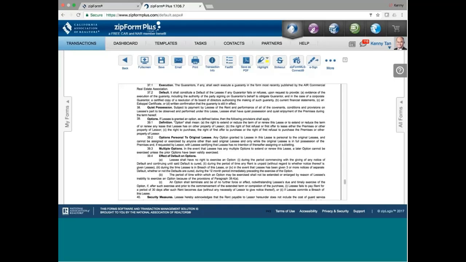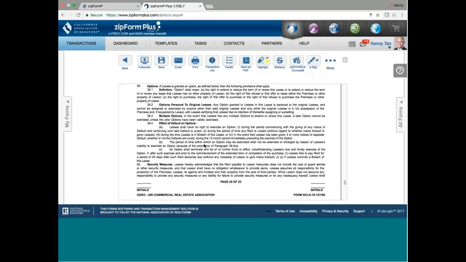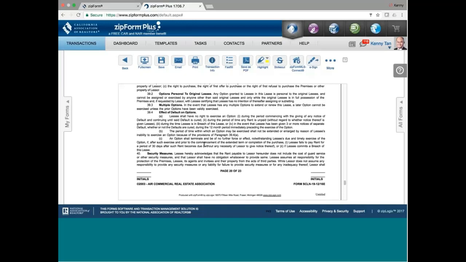All right. We covered options previously, but we didn't really talk about multiple options. So let's talk about multiple options. Says here, in the event that lessee has multiple options to extend or renew this lease, a later option cannot be exercised unless the prior options have been validly exercised. So if you have two 5-year options, you will lose the second one if you did not properly exercise the first one. Right? Common sense.